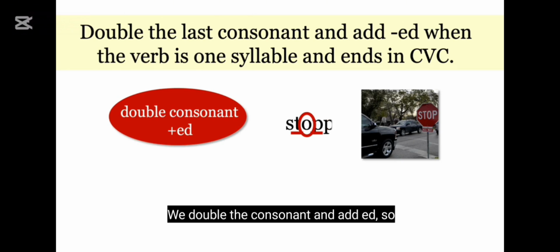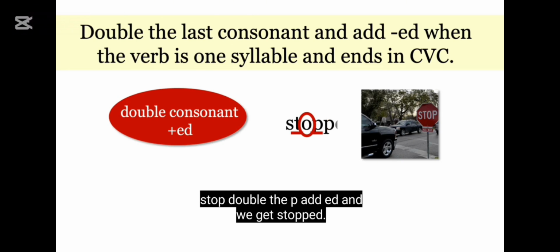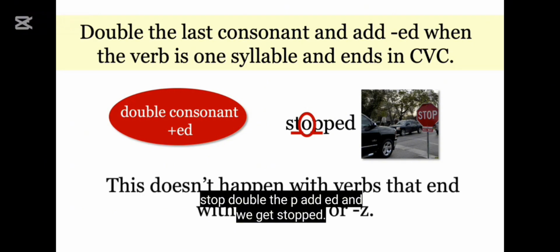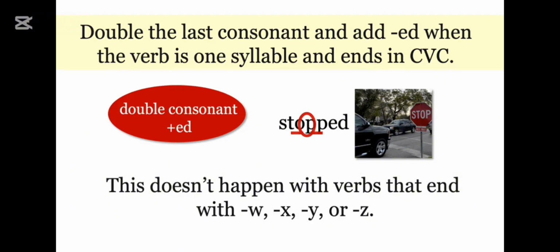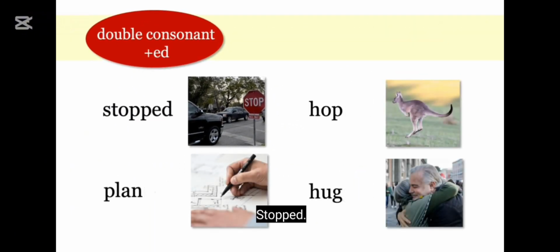So stop, double the p, add ed, and we get stopped. This doesn't happen with verbs that end with w, x, y, or z. Let's look at some examples. Stopped.